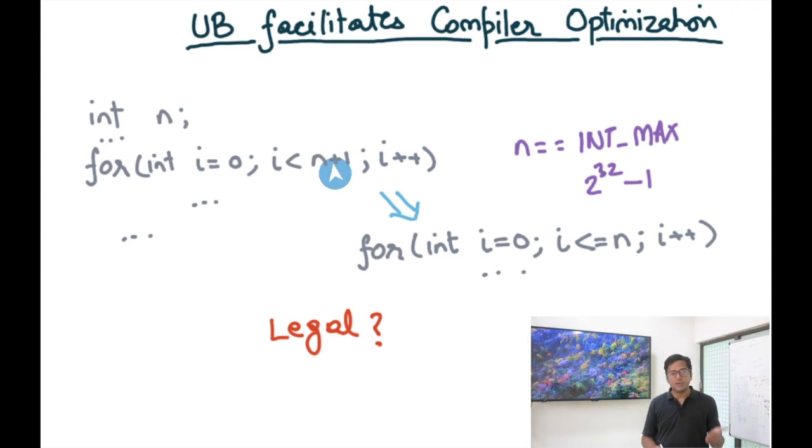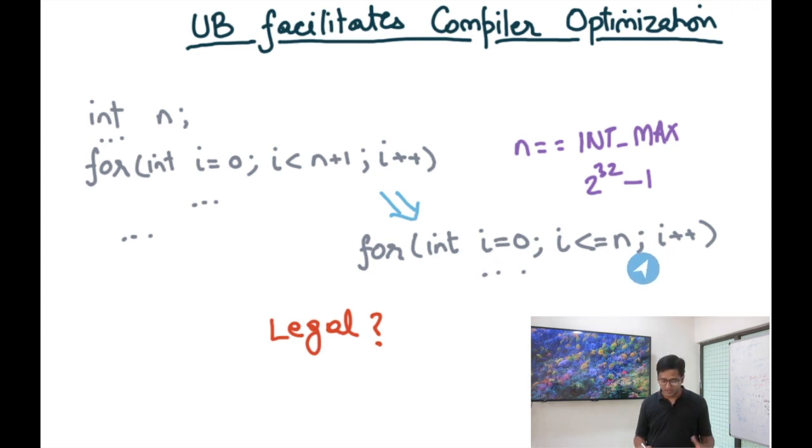And if I assume wraparound semantics, that would be just 0, because 2 to the power 32 minus 1 plus 1 would be 2 to the power 32, and that won't fit in a 32-bit number, and that would make it 0. And so the for loop would look like I equals 0, I is less than 0, I plus plus, which means the for loop never executes. On the other hand, look at this loop. Here it would be I equals 0, I is less than or equal to int max, I plus plus, and in this case the loop will go on forever.